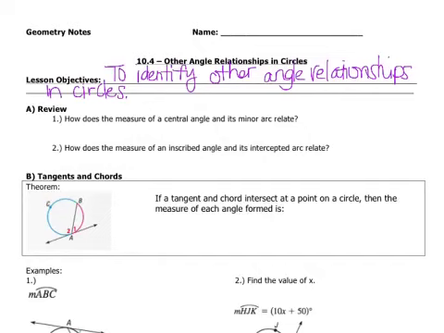More specifically, what we're going to be looking at is when two lines intersect either inside the circle or outside the circle and how those relationships work.